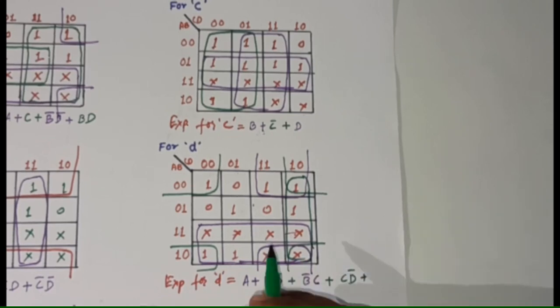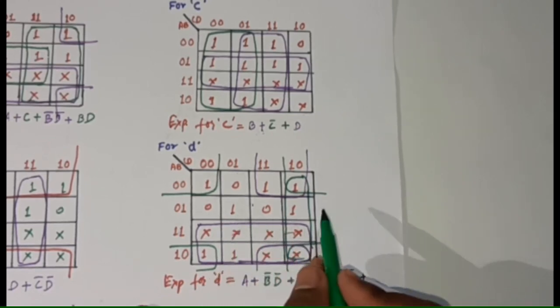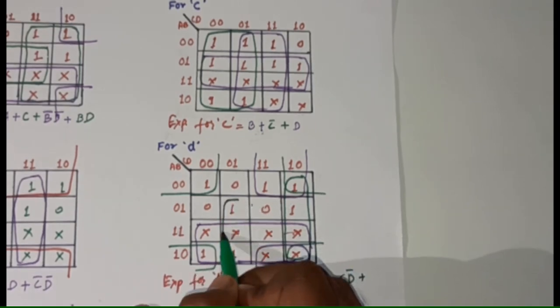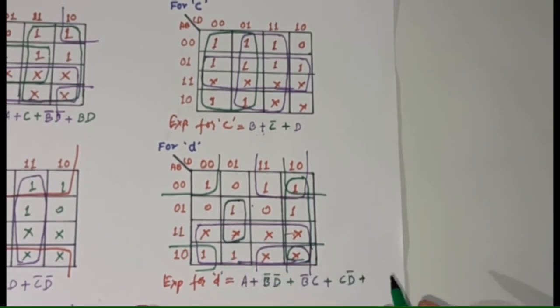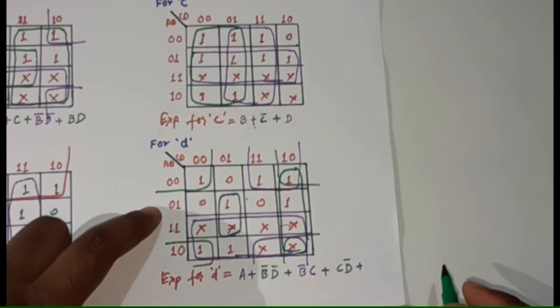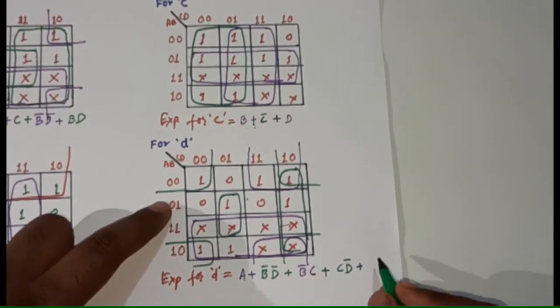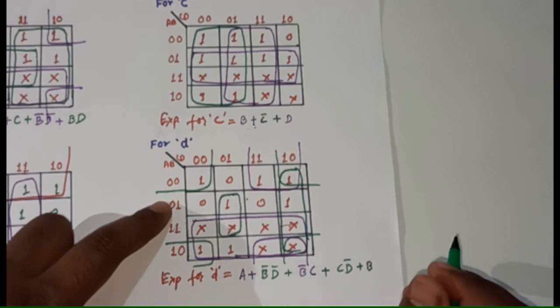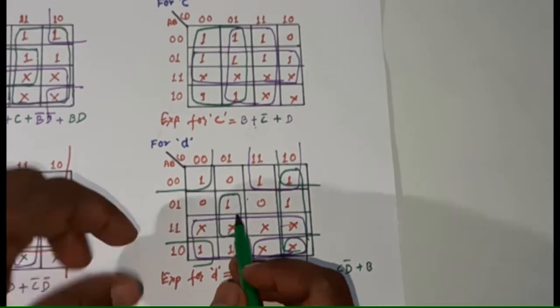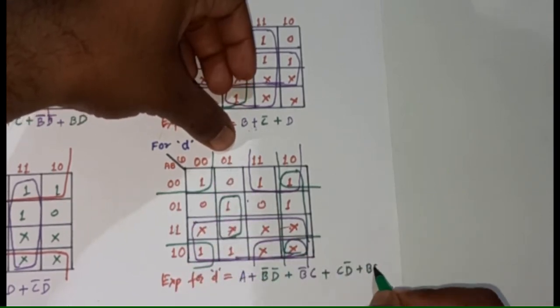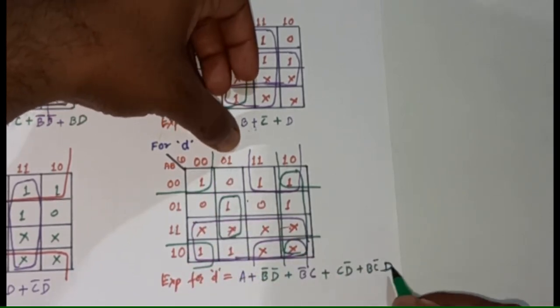This one. So can this one form any octet? No. Can it form any chord? No, but it can form one pair. So the expression for the pair is nothing but, here what you are seeing, your A is changing but B is not changing, so it is B. Okay, so here what is C and D? C is 0, nothing but C bar, and D is 1, it is D.